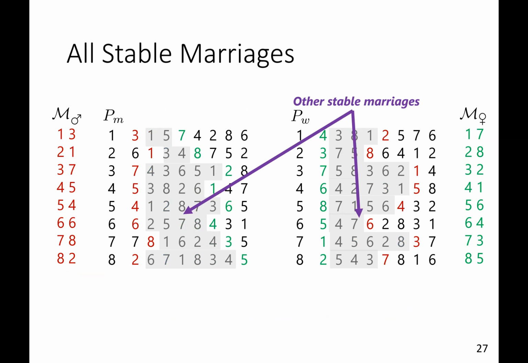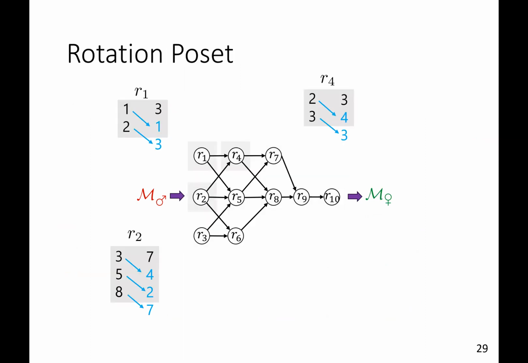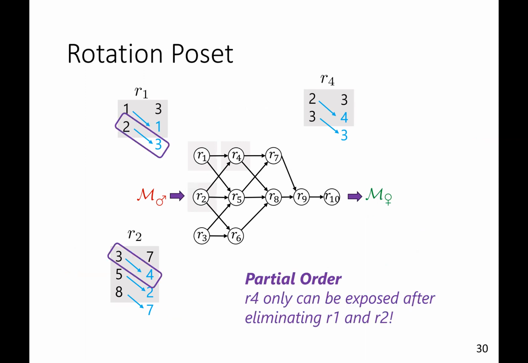All stable marriages can be represented by a rotation poset, which is a DAG. We show the pairs in rotation 1, rotation 2, and rotation 4 here. The partial order in the rotation poset means if we want to find rotation 4 in the assignment, we have to eliminate rotation 1 and rotation 2 first. Otherwise, we cannot find pairs in rotation 4.